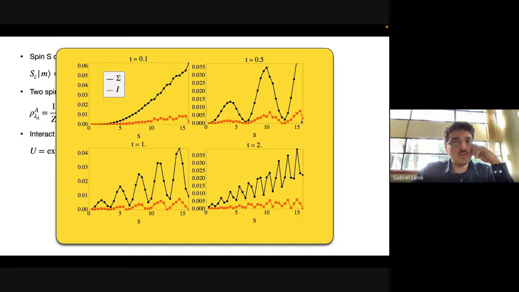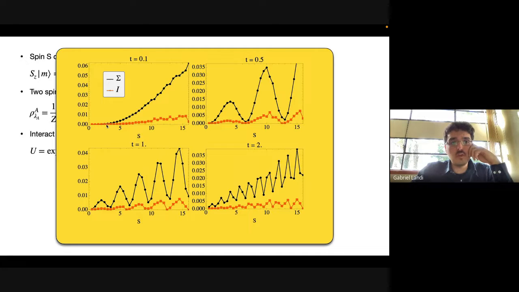So here are some plots. What I'm showing you here is the entropy production and the Wigner-Yanase-Dyson contribution. I'm plotting this for different times, but as a function of S, so as a function of the spin size. And so what you see is that if the systems are big, so as you increase S, everything tends to increase usually, especially the entropy production. So more entropy is produced when you put large spins to interact. But the relative contribution of sigma and the I term becomes less relevant for large spins.